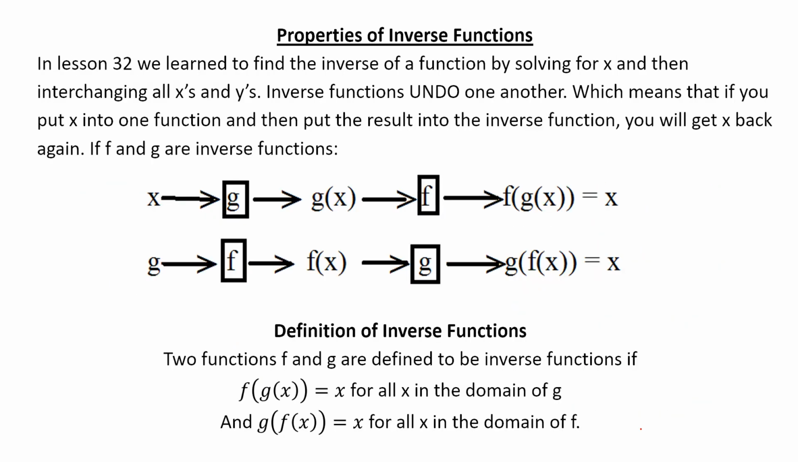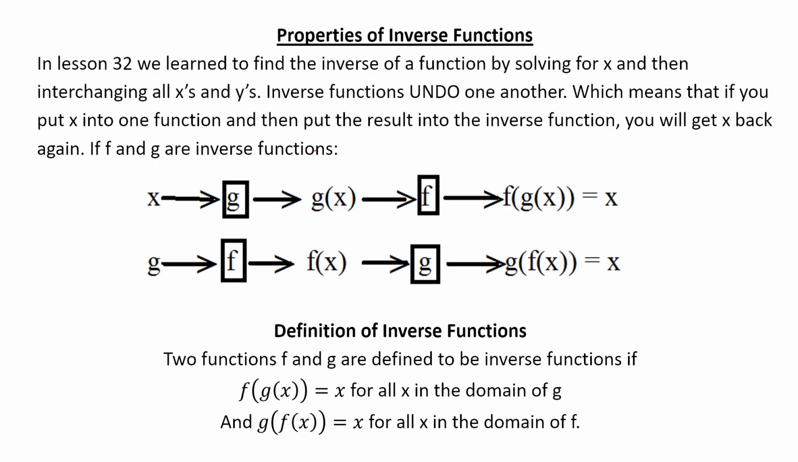Okay, properties of inverse functions. In lesson 32, we learned to find the inverse of a function by solving for x, and then interchanging all x's and y's. Inverse functions undo one another, which means that if you put x into one function, and then put the result into the inverse function, you'll get x back again.